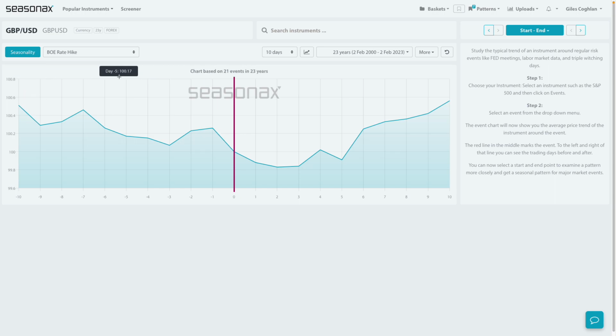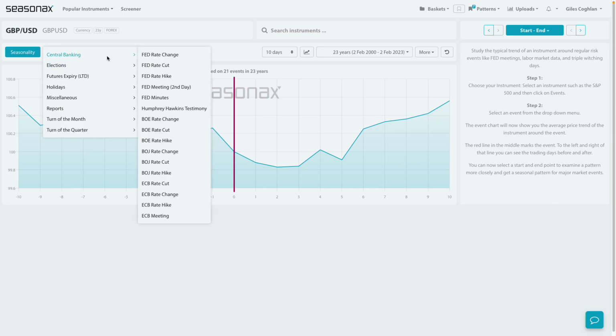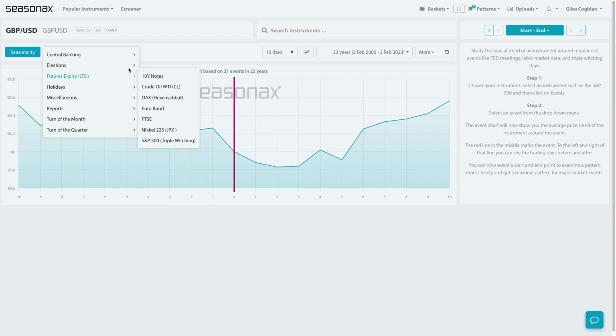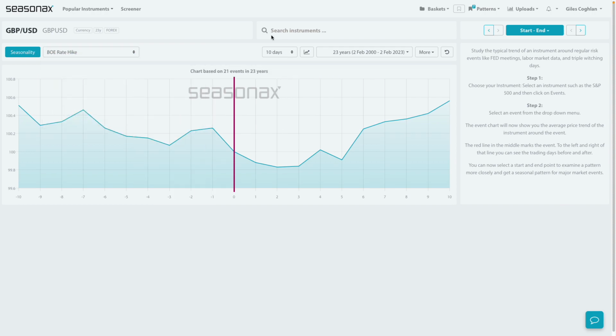So this way you can sort and search through a whole range of different options using the event studies to see how certain instruments behave at certain times and in accordance with the event that's just taken place.